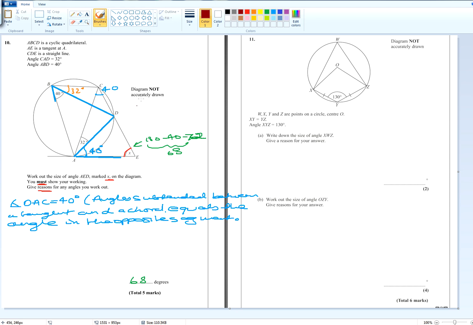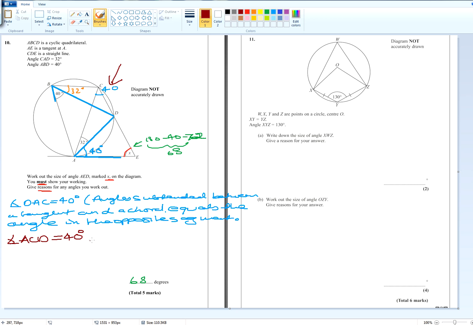Okay, now let's explain this 40 here. So this 40 is key to the question. We're going to say now for that one, angle ACD is equal to 40 degrees. Now, why is angle ACD equal to 40 degrees? What do we say for that one? Is it angle between a tangent and chord equals the opposite angle? No. Or is it angles standing on the same arc of a circle? Yeah, that's it, isn't it? That's the one.